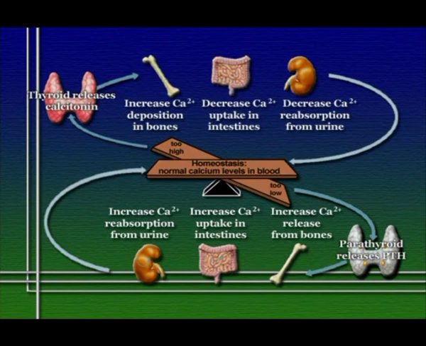Specifically, when calcium rises above some set point, the thyroid detects this deviation and releases calcitonin into the bloodstream, the result of which is to cause calcium levels to drop back down in the blood. If, on the other hand, blood calcium falls below the set point, the parathyroid releases PTH into the bloodstream, causing blood calcium levels to rise again.